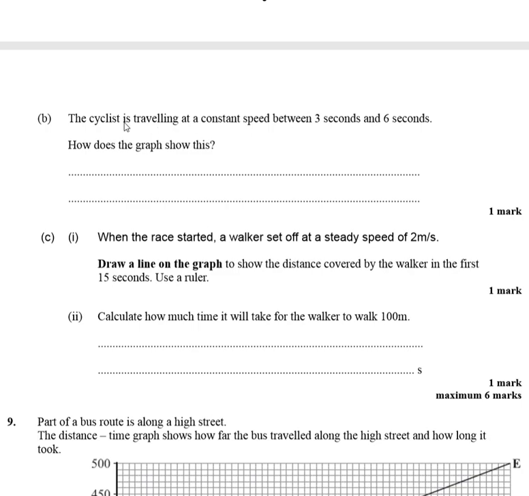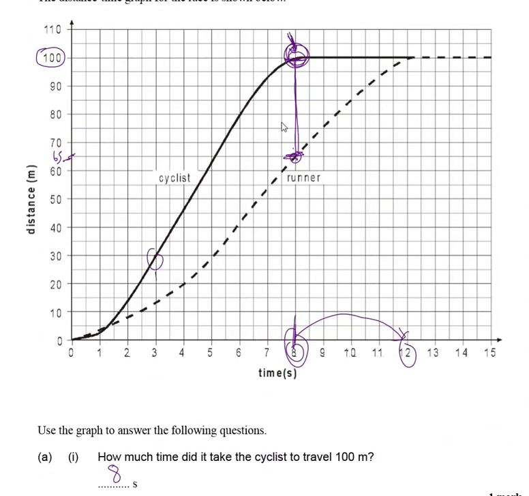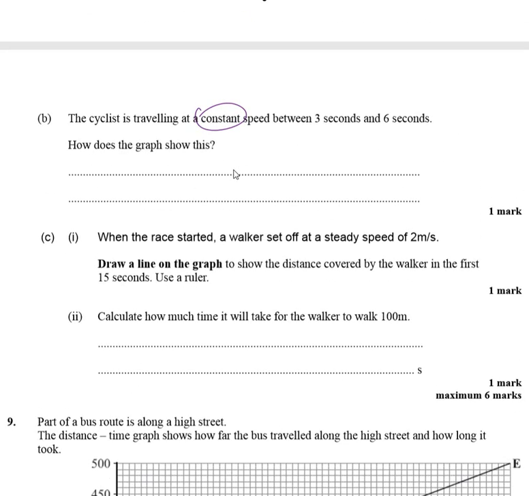Now, constant speed between this and this, how is it showing? If you look between 3 seconds, which is here, and 6 seconds, which is here, how do we know? Look at the line. We need to comment on the lines, therefore it is a straight line. We can also say that the gradient is constant, but the straight line is the one that we can easily see.